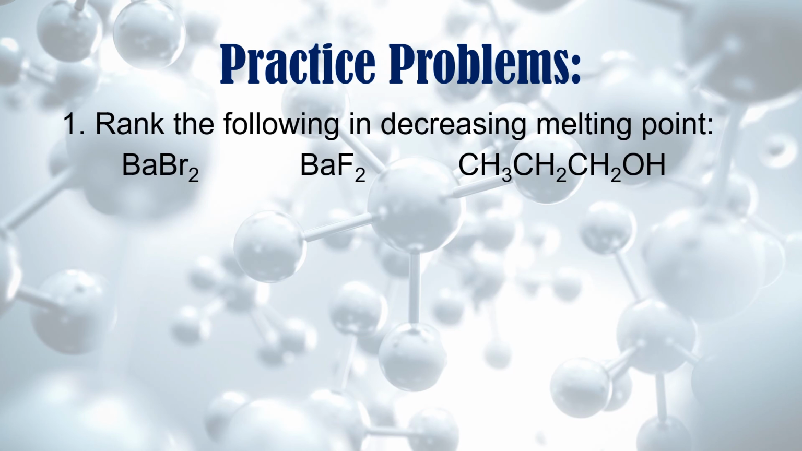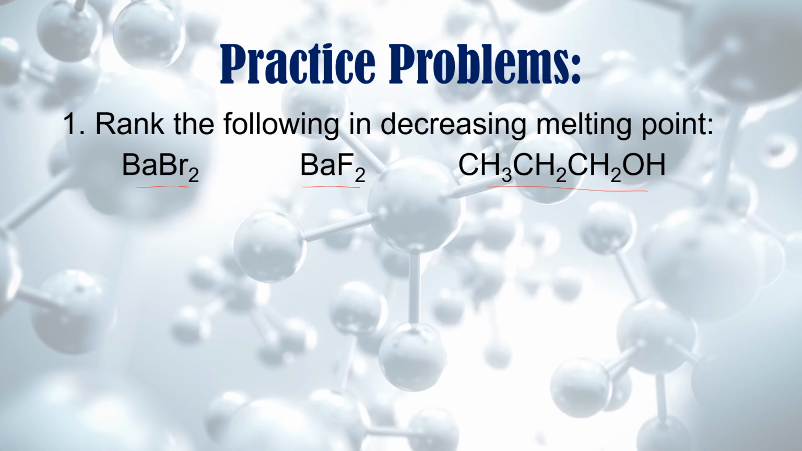So let's try to do the practice problems. For number 1, rank the following in decreasing melting point. For this one, we need to arrange them from the highest melting point to the lowest melting point. We have 3 molecules in here: BaBr2, BaF2, and CH3CH2CH2OH.